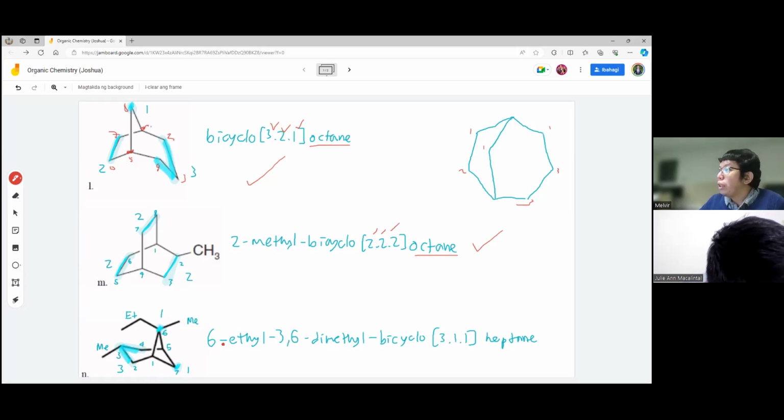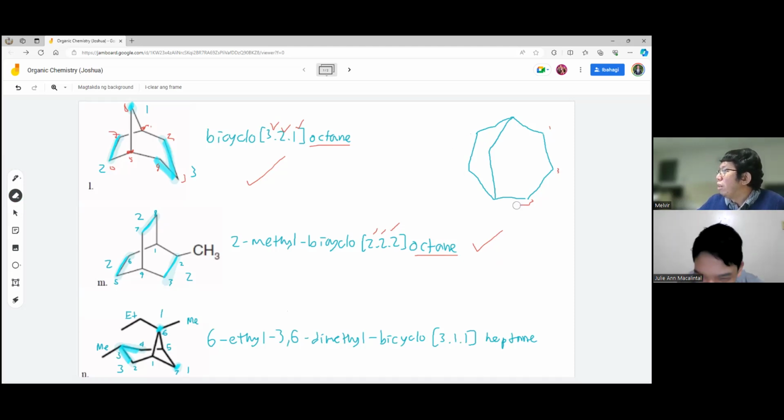letter N. So for letter N, you have how many rings ito? How many carbon atoms? We have 1, 2, 3, 4, 5, 6. Oh, 7 ito. 1, 2, 3, 4, 5, 6, 7. Okay. Josh, drawingan mo nga itong si letter N ng 2D. Parang ito din yan.